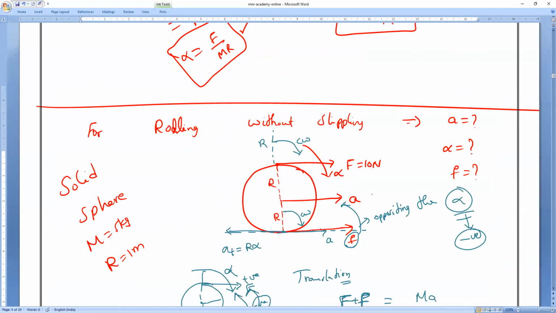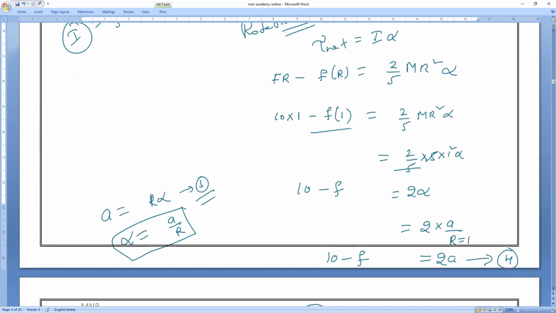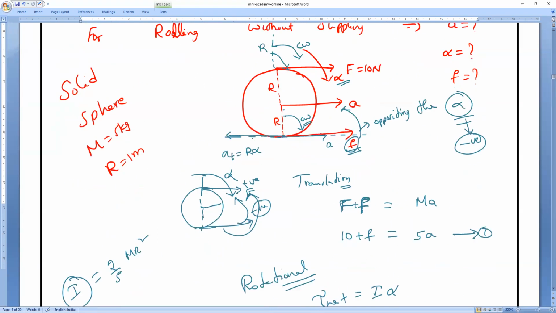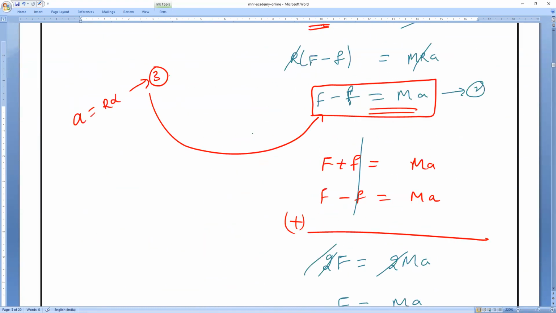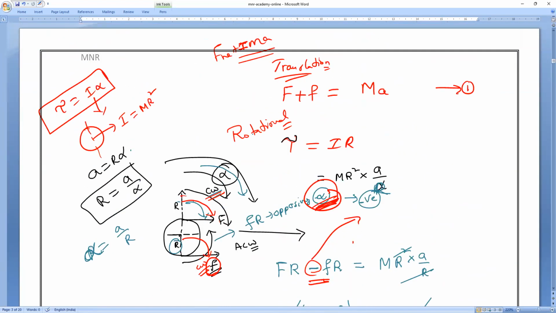Always remember, here R cross F is clockwise, and here also R cross F is clockwise, but this F is opposing the angular acceleration. That is why, when writing the second equation, it has been taken as negative. Other than that, everything is very simple. So equation 1, equation 2, and equation 3. Because we have three unknown variables, if you write three equations, you will get the angular acceleration, alpha, and friction.